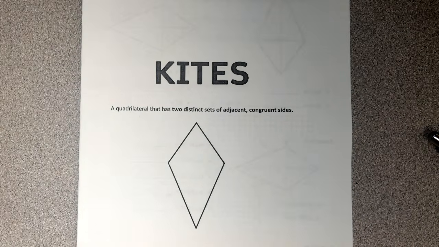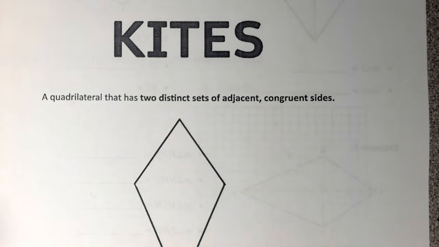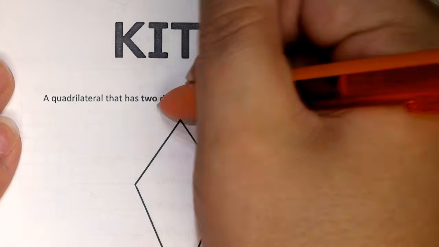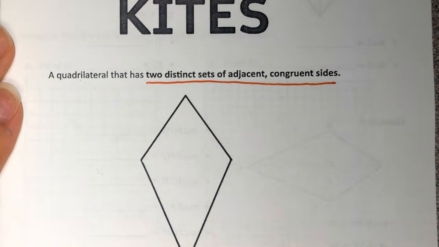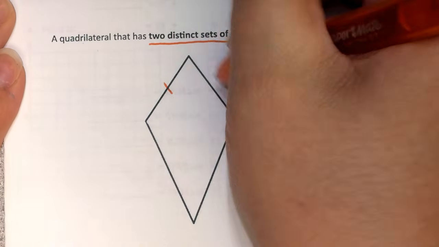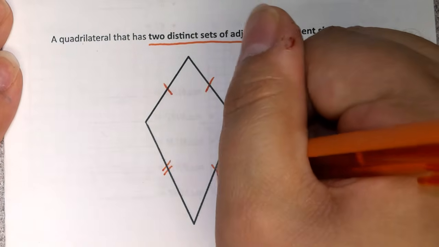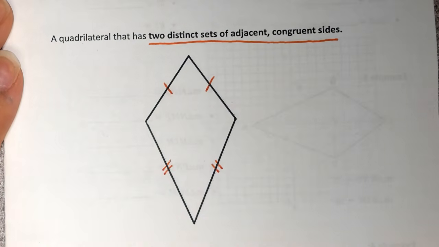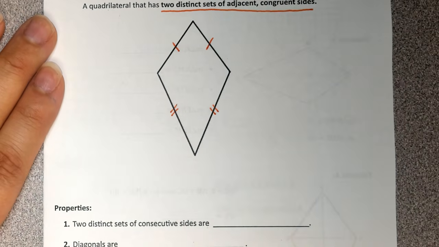I hope that by the time we end, you're like, oh, kites aren't that bad. Kites are not parallelograms because none of the sides are parallel. What makes kites special is that they have two distinct sets of adjacent congruent sides, which means this side is congruent to this side, and this side is congruent to this side. So in your first bullet at the bottom, two distinct sets of consecutive sides are congruent.